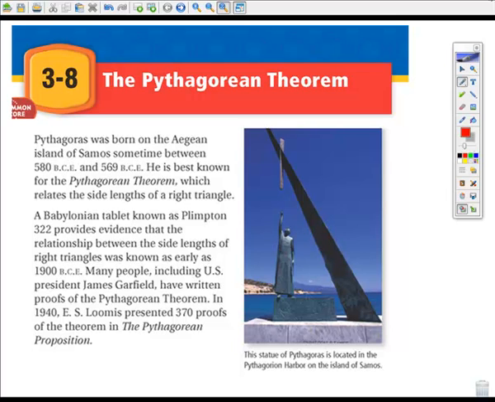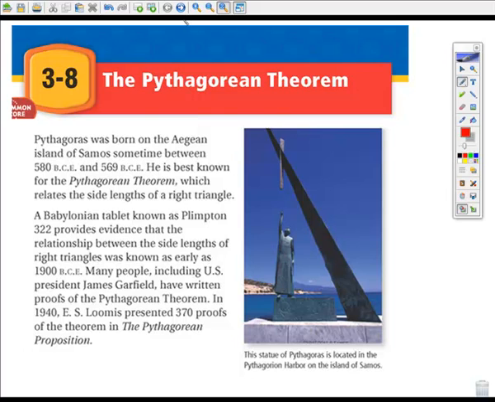A Babylonian tablet known as Plimpton 322 provides evidence that the relationship between the side lengths of right triangles was known as early as 1900 BCE. Many people, including U.S. President James Garfield, have written proofs of the Pythagorean theorem. In 1940, E.S. Loomis presented 370 proofs of the theorem in the Pythagorean Proposition. So I'm thinking they had a lot of time on their hands.